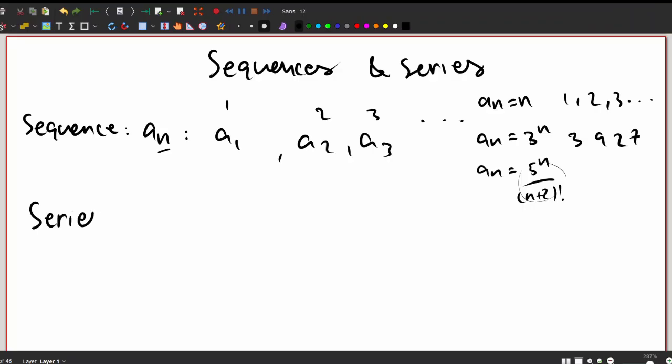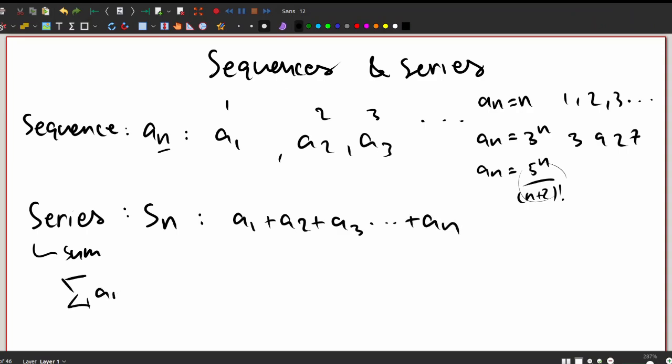Now, a series is a sum. It's typically denoted as S of n, and it simply means adding up all the terms. So it'll be a of 1 plus a of 2 plus a of 3, all the way until you get to a of n. So the series is simply the sum of a of n, starting from 1 and going to n.